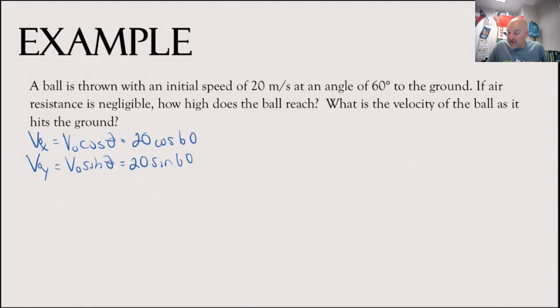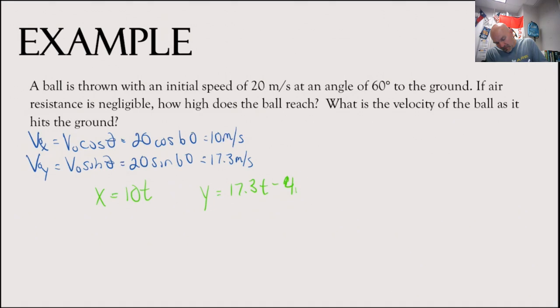If you've done pre-calc, you will find that this is a special angle. So this is 10 meters per second. And then this will be 20 sine 60, which is going to be 17.3 meters per second. Okay. And so what we do now is we just simply write those equations with our new numbers, right? So x equals 10t, y equals 17.3t minus 4.9t squared. So all I did was plug in my velocities.